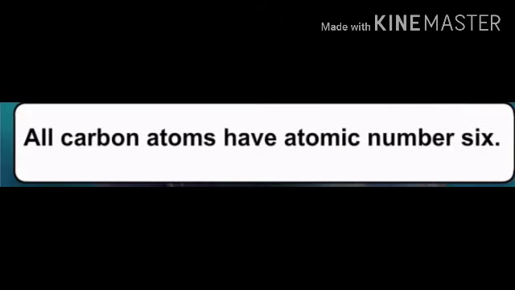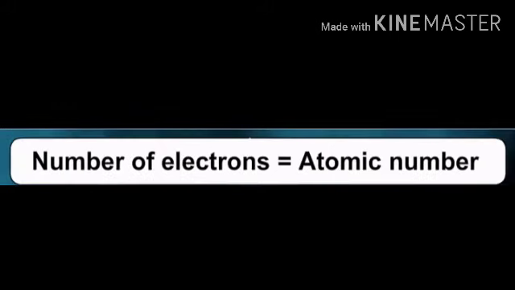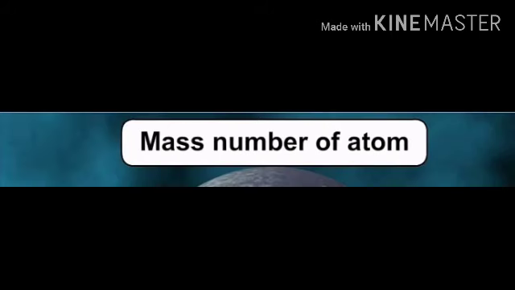So a carbon atom has atomic number 6, and we know that in a neutral atom the number of electrons is equal to the number of protons. So the number of electrons can also be mentioned as the atomic number. So atomic number is equal to the number of protons or the number of electrons.